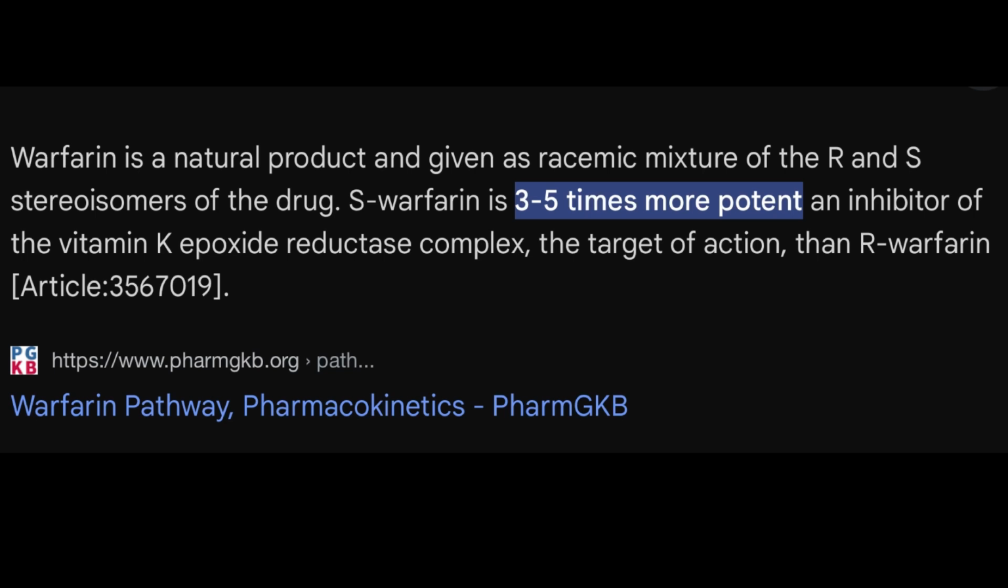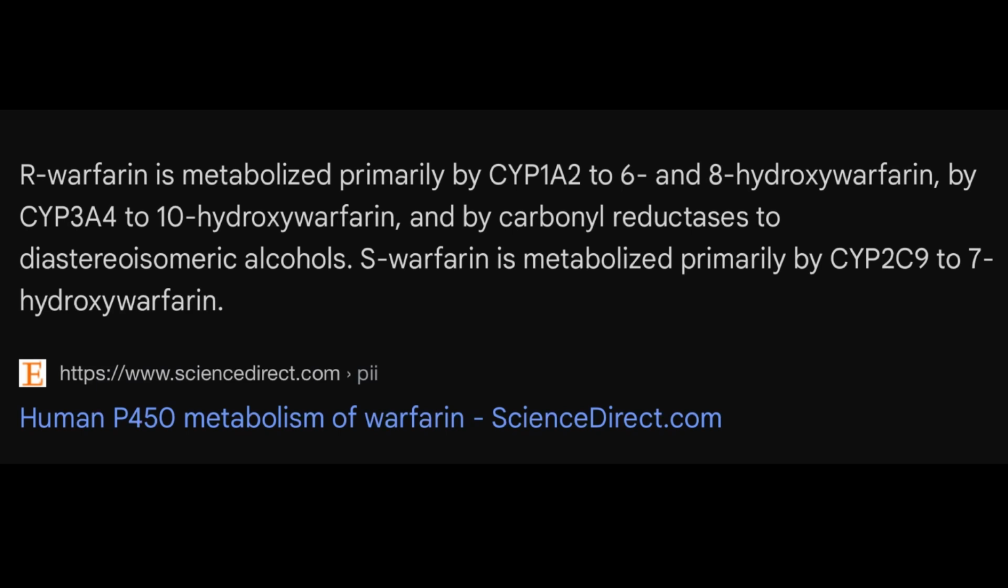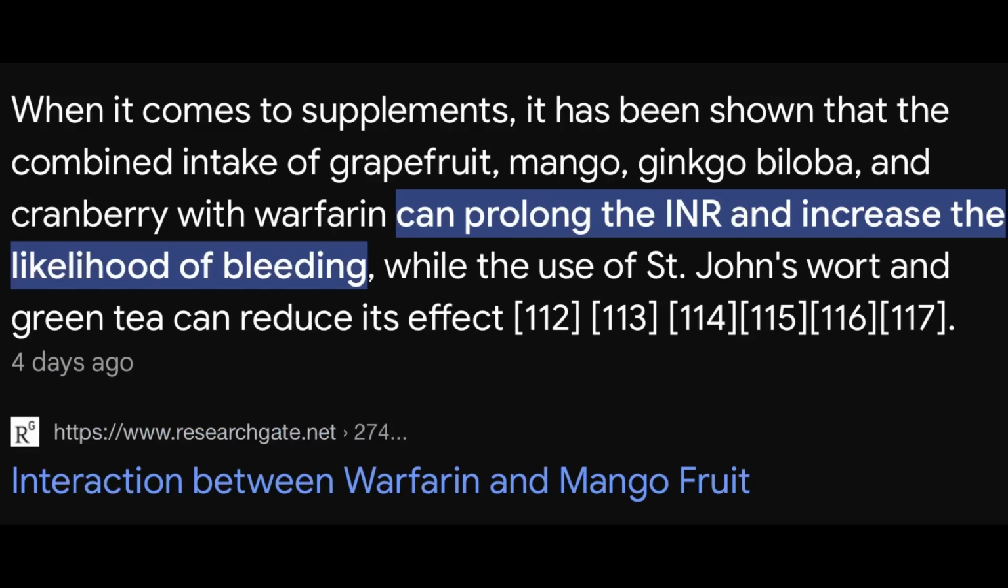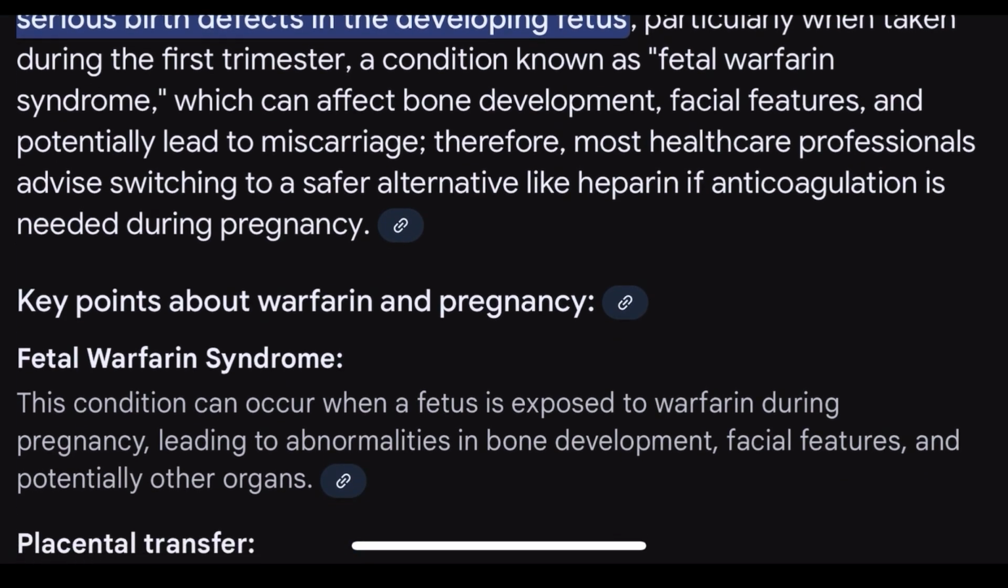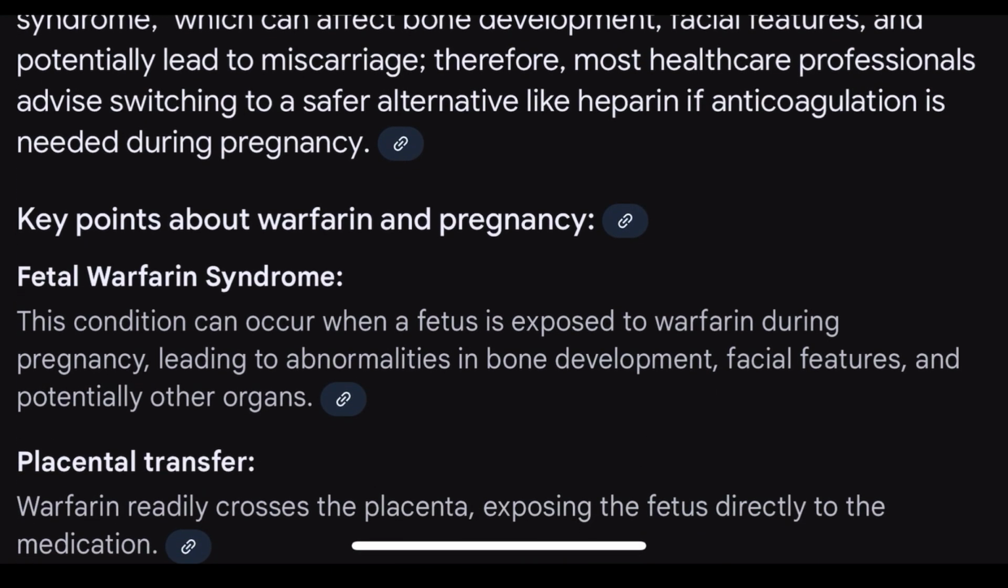The S isomer of warfarin, which is going to affect 2C9, is actually 5 times more potent than the R isomer. The R isomer really affects 3A4. You want to avoid mango and liver containing products for people who are on warfarin because it just increases their risk of bleeding. Pregnant women, unless they have a heart valve, you really don't want to use warfarin in them.